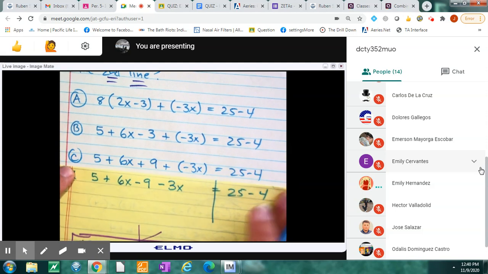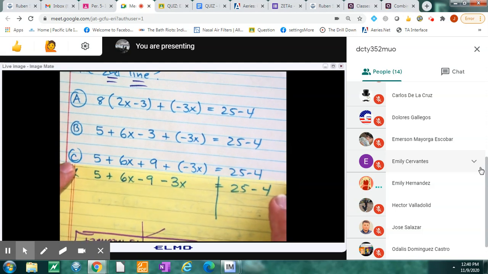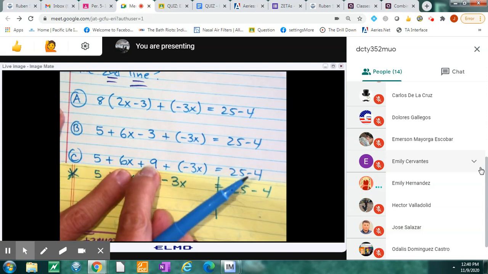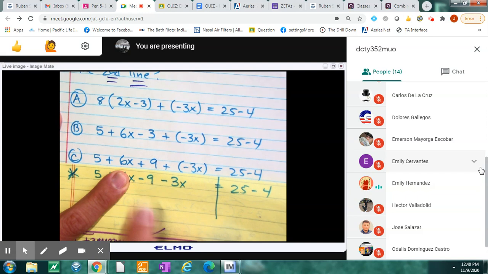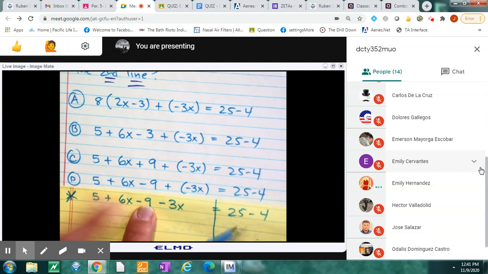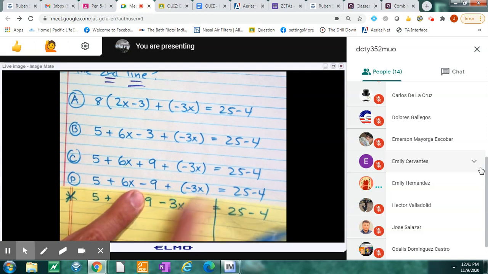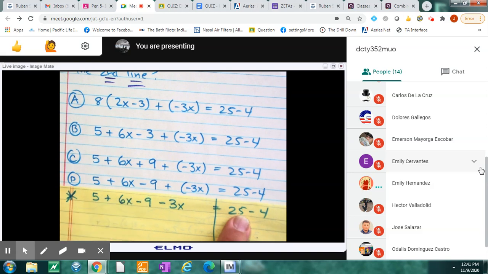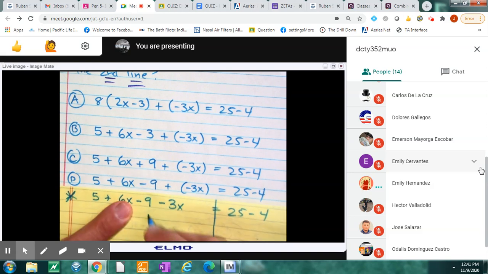What about the next one? Does it match? It looks the same, but 5 plus 6x. Oh, look, plus and a negative. So it doesn't match with C. So what about D? 5 plus 6x minus 9 plus negative 3 could be negative 3x, right? It's the same thing. And then 25. So what's my answer? D. How about that?